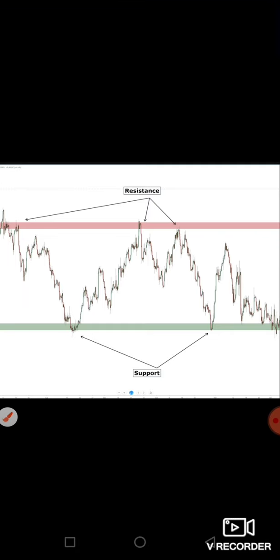You will make it. Today my lesson is on resistance and support. Those are part of the fundamentals of Forex. You are supposed to know the resistance. You are supposed to know the support. If you are able to know these two things, then you are able to make the signals.